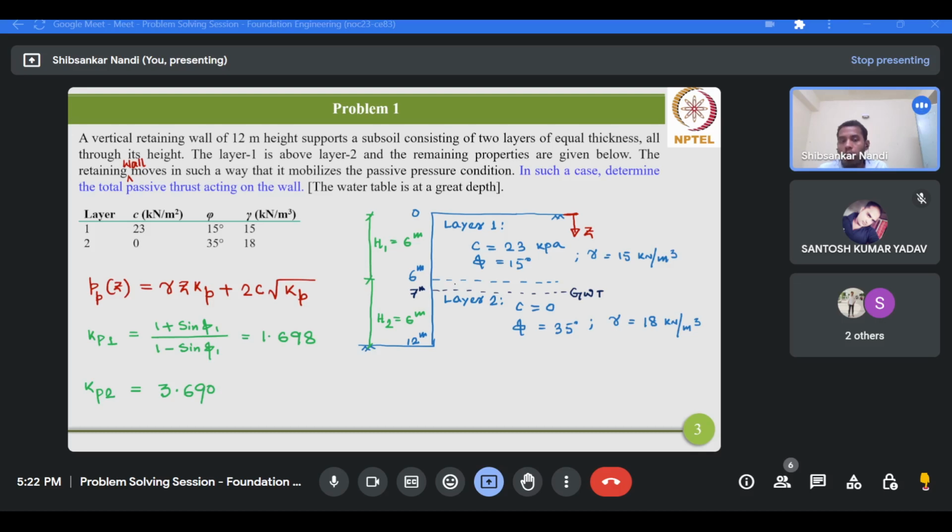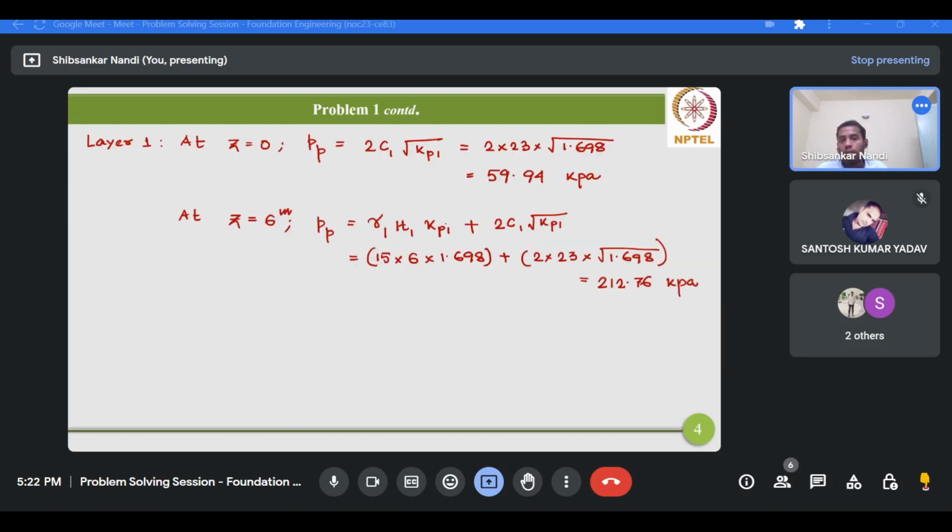So first of all, you have to calculate the earth pressure for layer 1 completely. That means the top of layer 1 and the bottom of layer 1. The top of layer 1 is z equals to 0 meter and the bottom of layer 1 is z equals to 6 meter. This is calculated in the usual fashion, as we just did. This is the standard procedure, and there will not be any change in the calculation part.